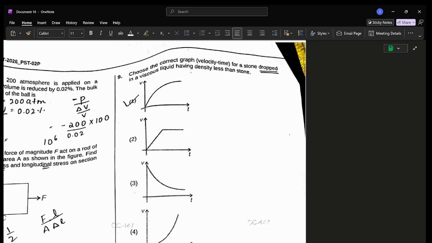Let me clear things up a bit so that we don't get confused.